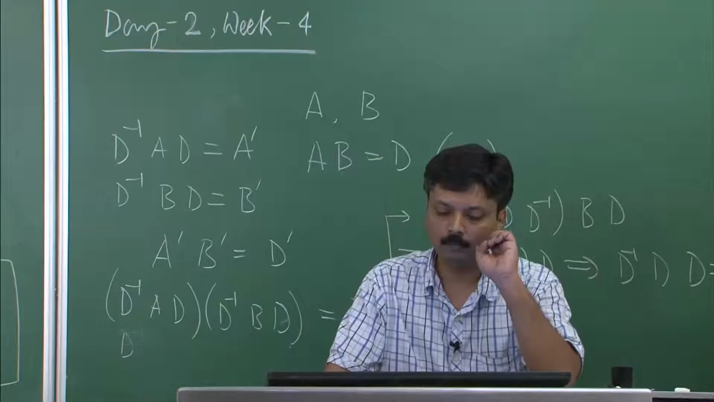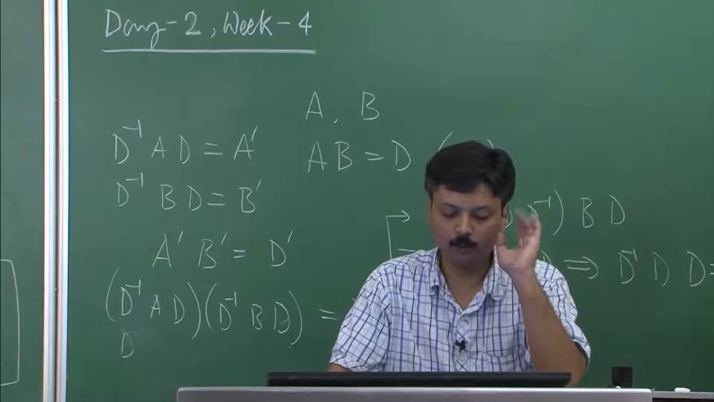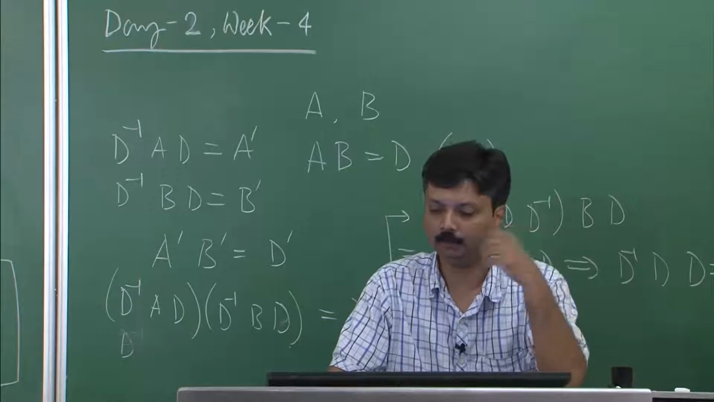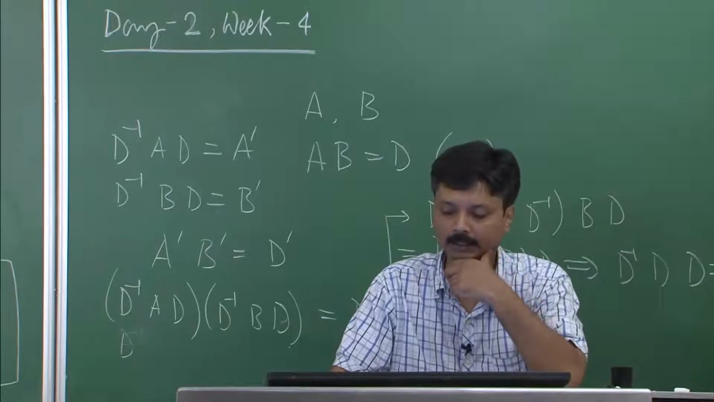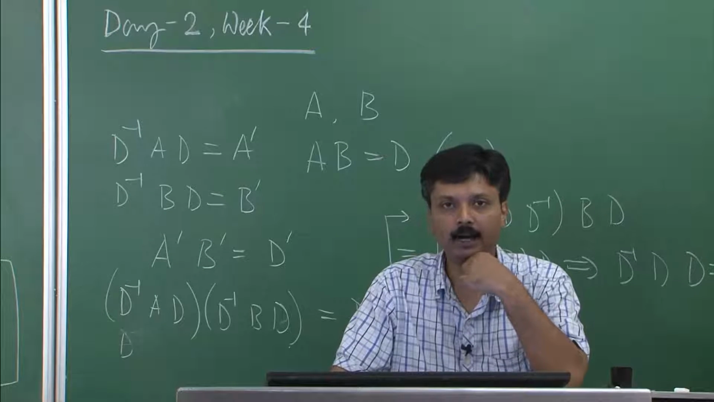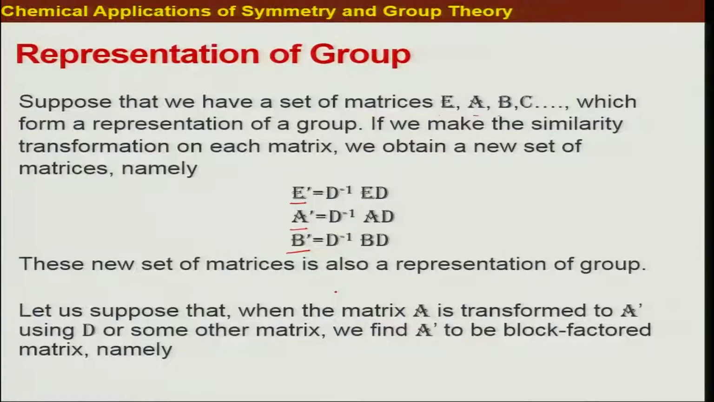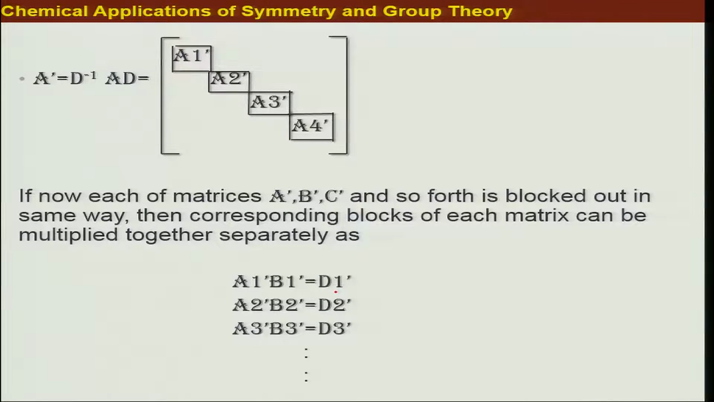Now, having said that, suppose that when we are doing the similarity transformation on these matrices A, B, C, and all, the new matrices A prime, B prime, C prime that we are getting are block factored, and they are block factored in the same way. All of them are block factored in the same way. Then we are talking about some situation like this. So, this A prime is the similarity transformation by this particular matrix D, and this is block factored in this fashion.